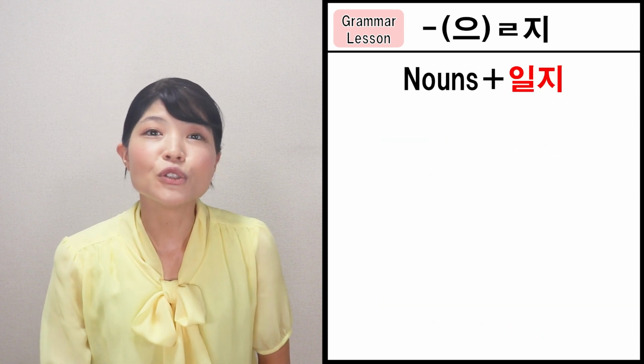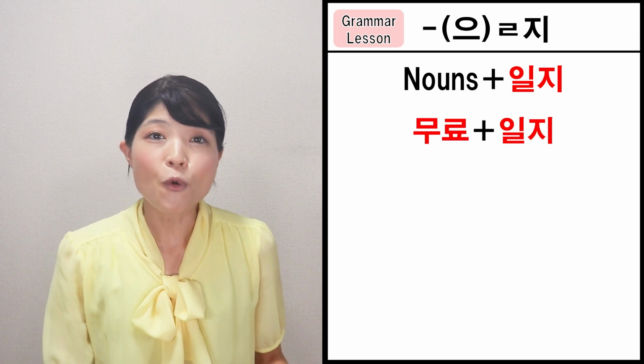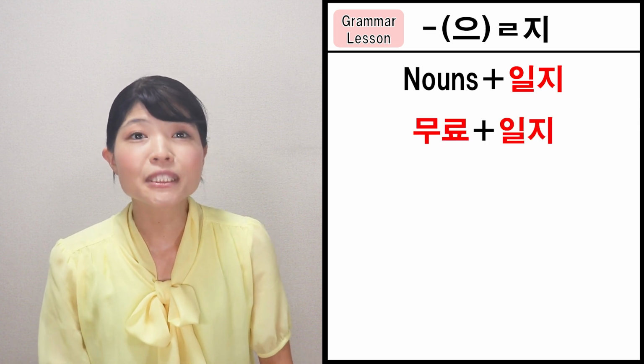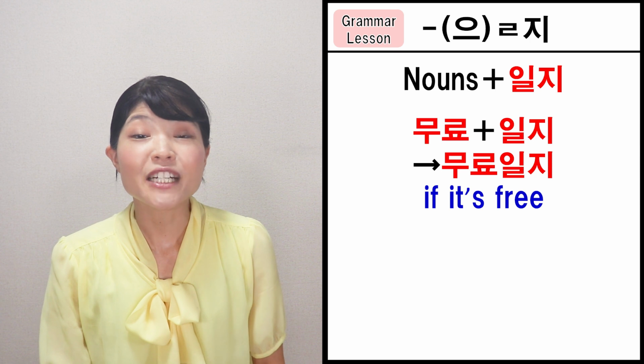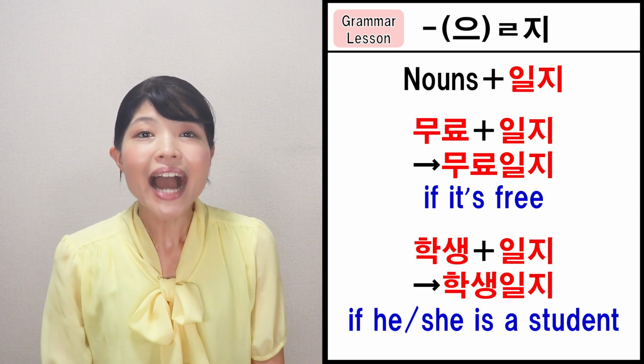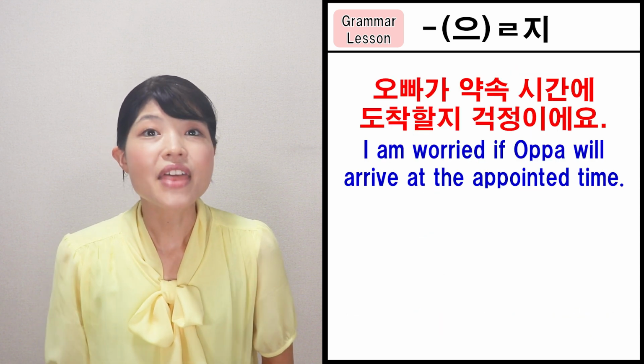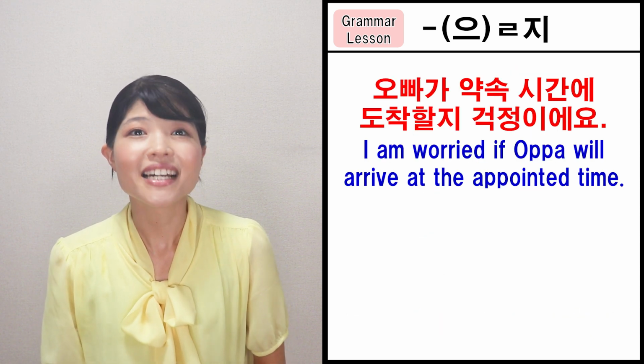For nouns, you use 일지, regardless of a final consonant. Therefore, 무료 becomes 무료일지, if it's free, and 학생 becomes 학생일지, if he or she is a student. Then let's look at some examples.